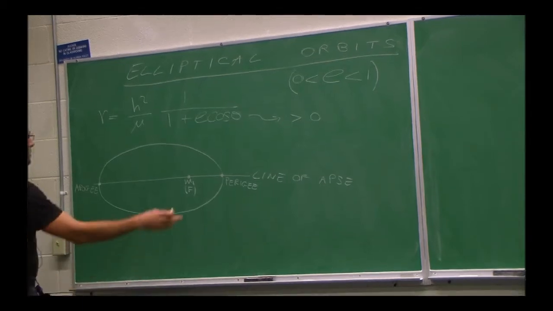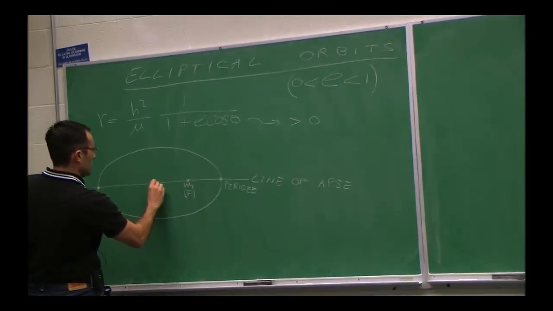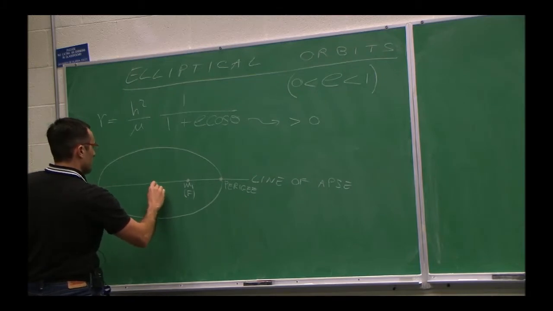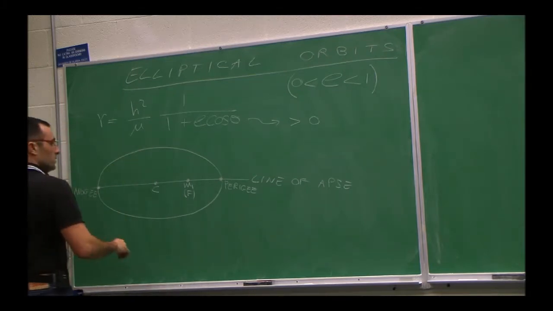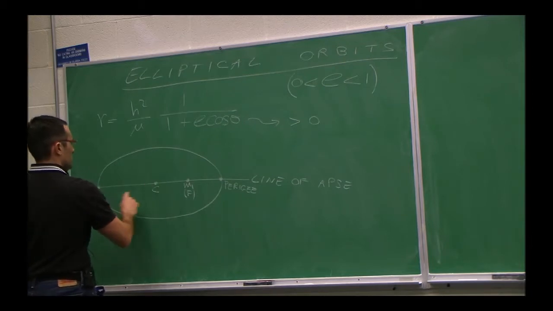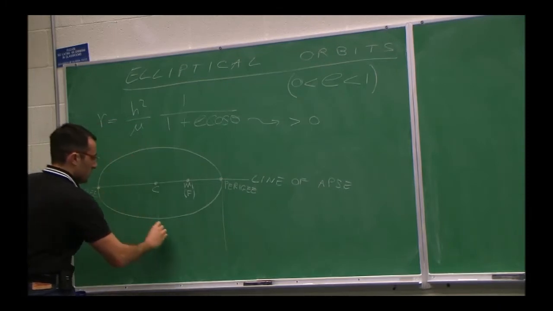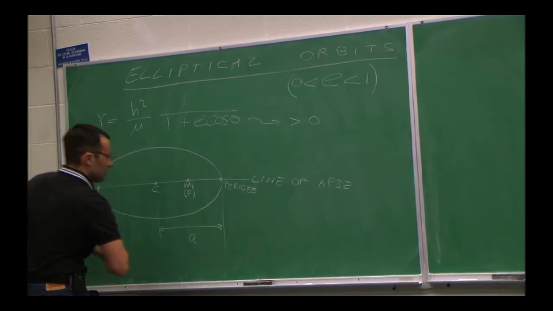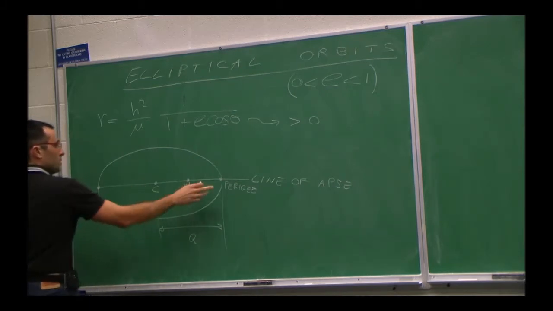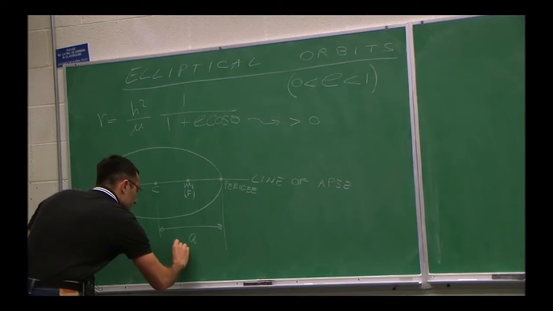All right, so let me also define the midpoint between perigee and apogee. Let's call this C. It will be the center of this apse line, if you want, C. And I'm going to call the distance from C to perigee, or C to apogee, since that's the middle point, A, and I will compute what that is. So A is also known as the semi-major axis.